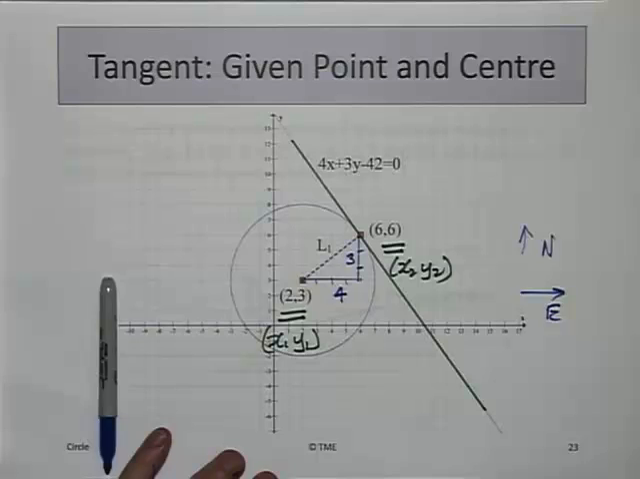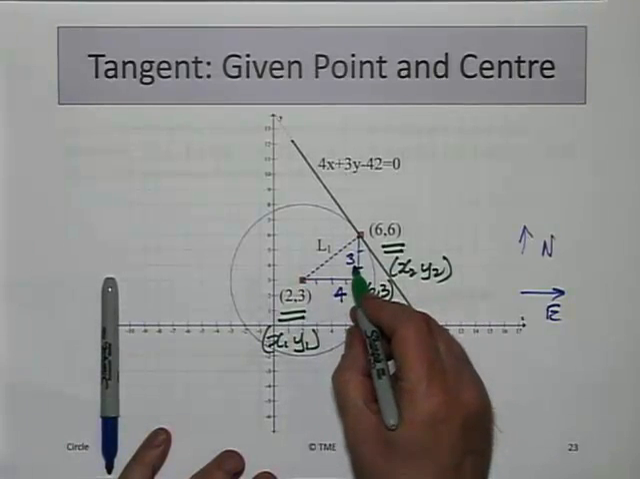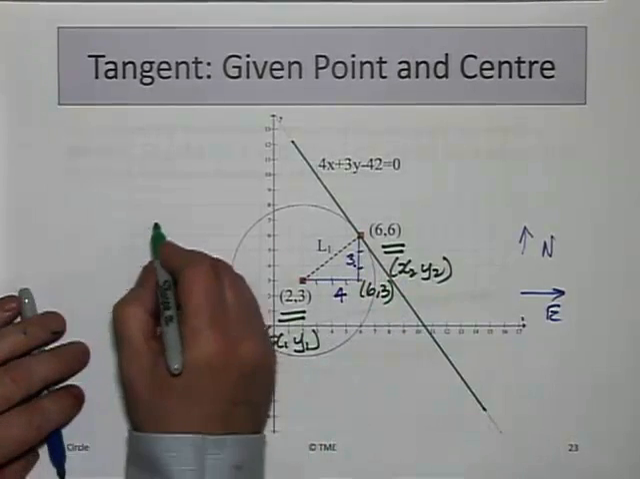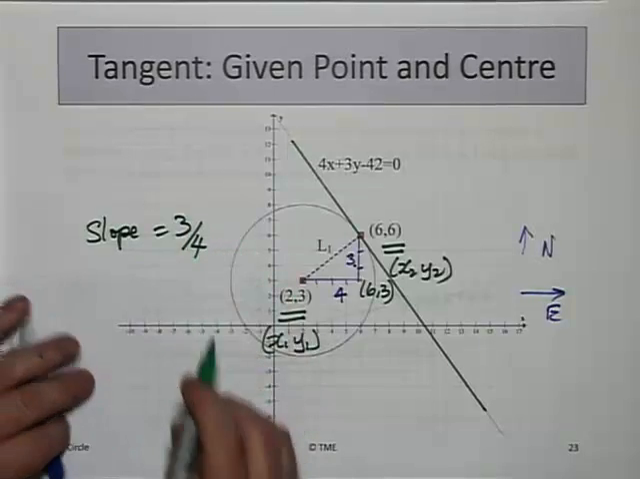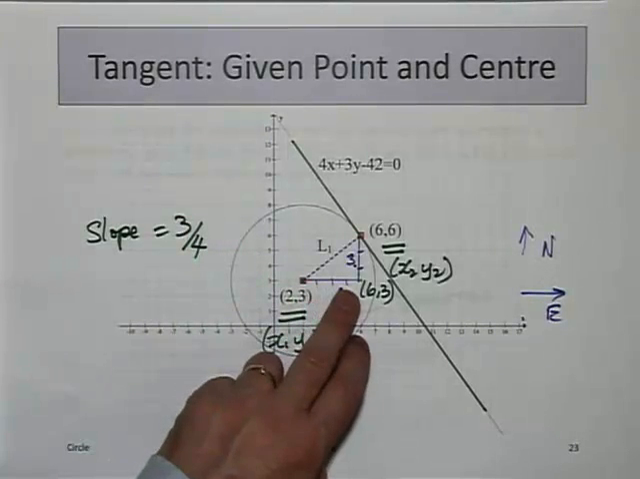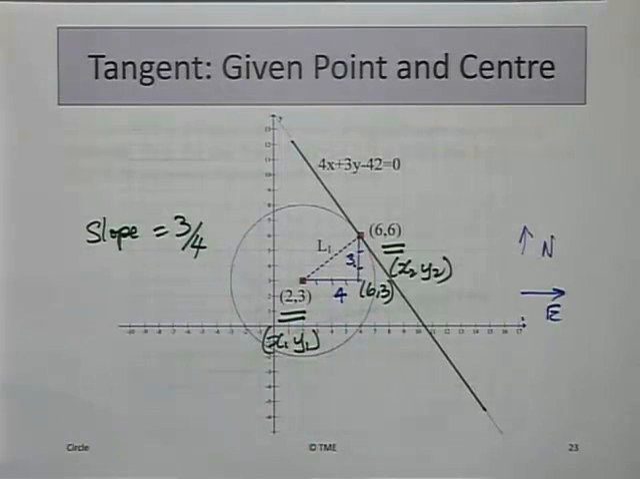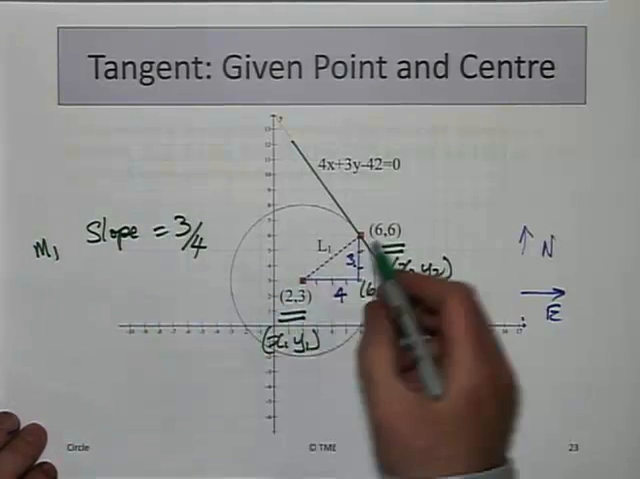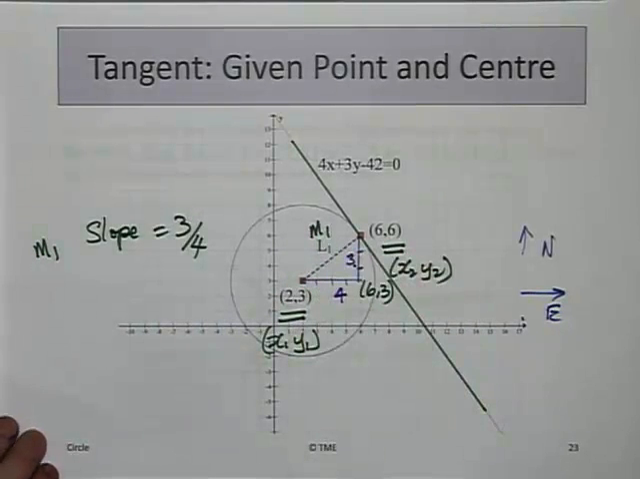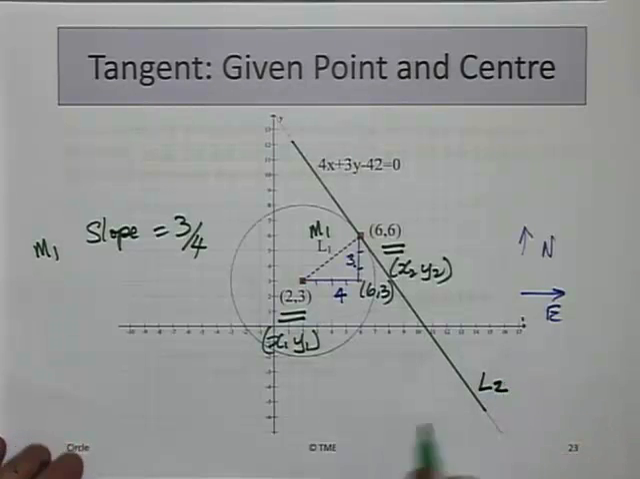That being the point here, 6, 3. So 4 and 3 gives us a slope of 3 over 4. So for every 4 steps we go up 3, so it's a 3 and 4 slope. And that's what we call M1, the slope of the line L1. But we're interested in this other line that's a tangent to it, which is L2.